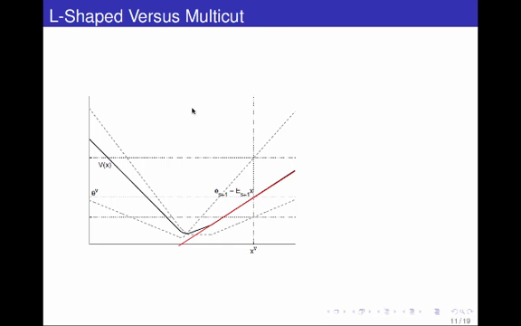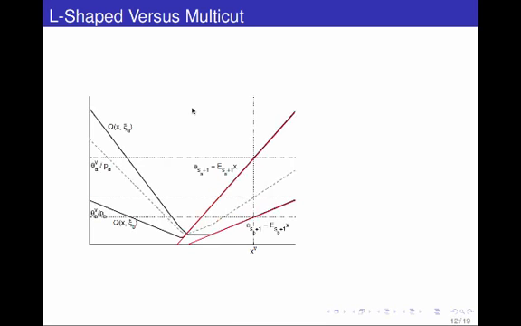That's different now from the L-shaped method. If you add these two lines, which are the ones that are generated by the multicut L-shaped method, then you get something that at each iteration is a piecewise linear thing. It's not just a single line anymore. So at each iteration, you're building an approximation of the v function, not by just drawing single lines, but by drawing basically line segments like this.